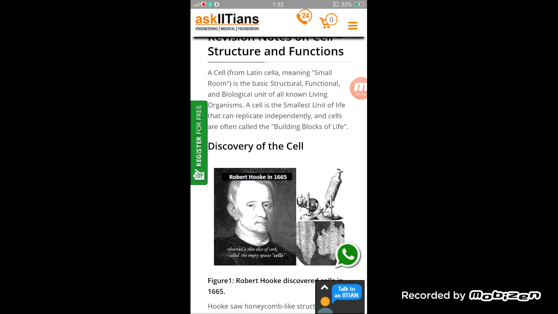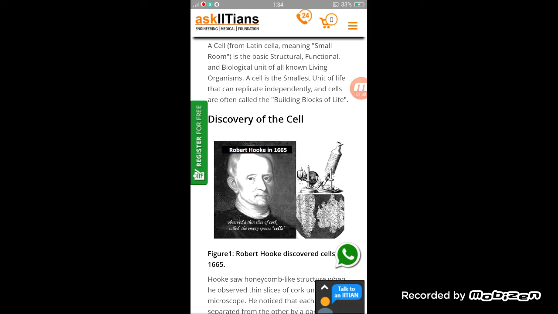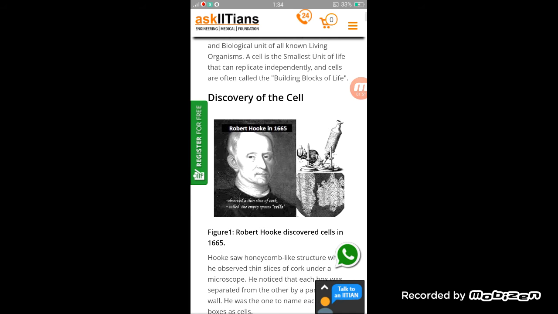A cell from the Latin language. This word cell is derived from the Latin word cella or cellula, meaning small room. This cell is the basic structural, functional and biological unit of our body, the basic unit of life, the smallest unit of life. And here it is written also that a cell is the smallest unit of life, as I told. So a cell is the basic smallest unit of life.